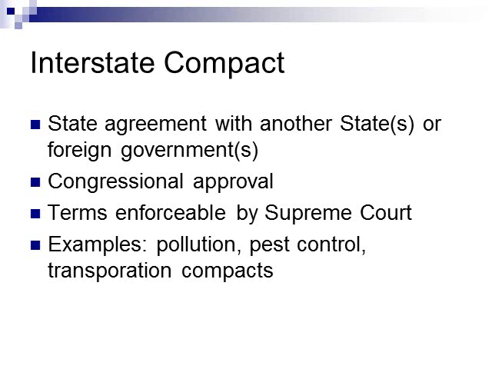Examples of interstate compacts: states have signed interstate compacts concerning air and water pollution, and compacts concerning pest control, because after all, when it comes to pollution and pests, these things don't just stay in one place. It's very easy for them to move from one state to the next. And they've also passed transportation compacts.